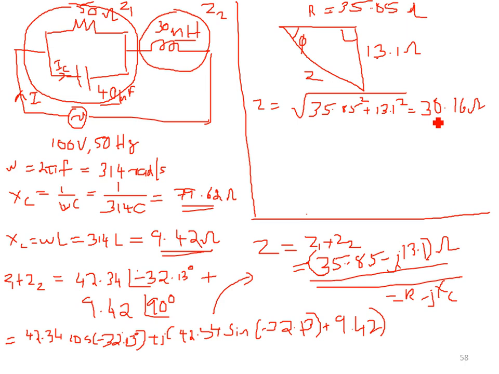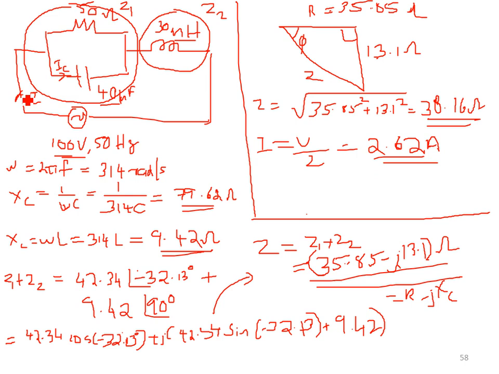Now find the total current. How to find the total current? I is equal to V, supply voltage, divided by Z. What is supply voltage? Supply voltage is 100 volt. So it is 100 divided by 38.16. Comes to 2.62 ampere. So current taken by the entire circuit is 2.62 ampere. Okay. So current I is 2.62 ampere.